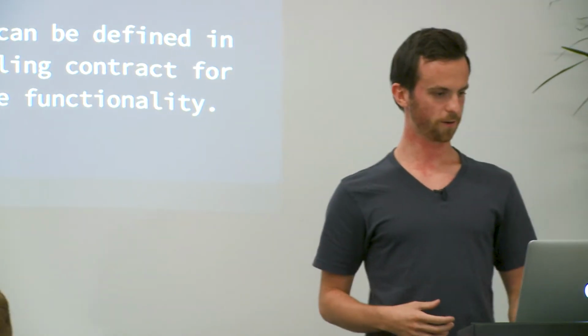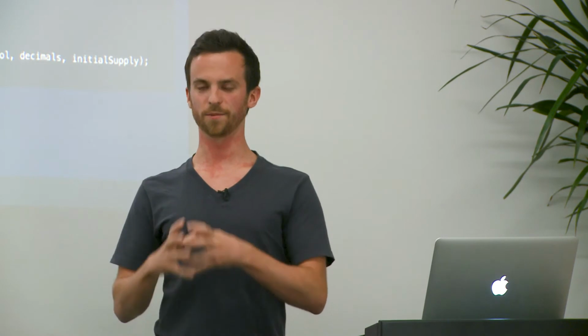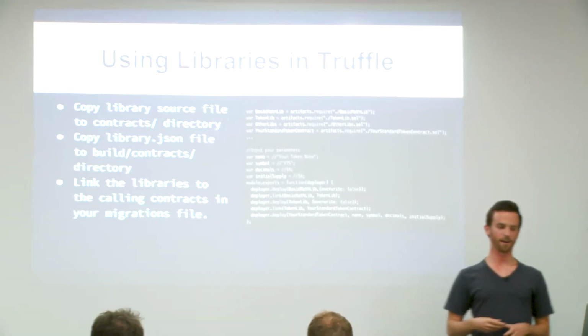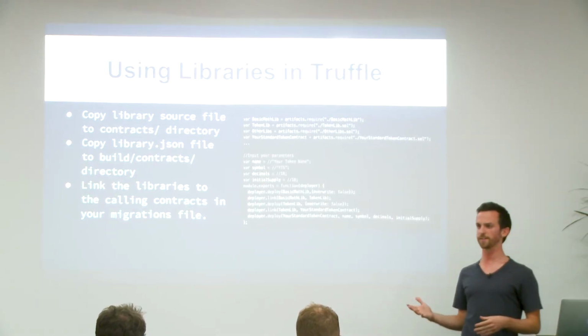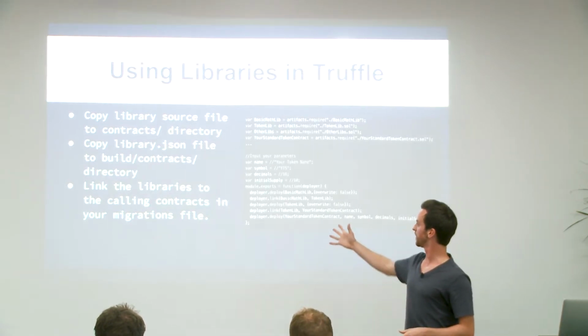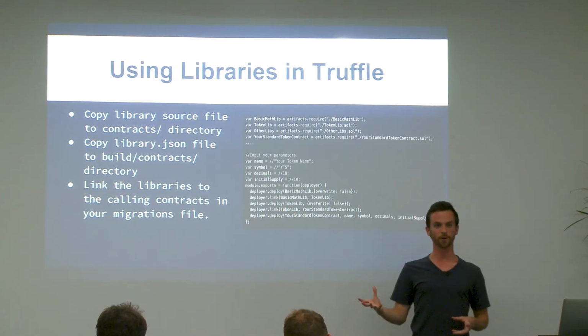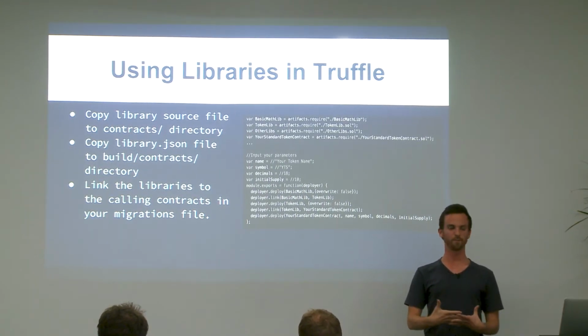I'm going to go through a demo here. We're going to work on making a simple contract that includes a library, and then we're going to test it with Testrpc. When you're deploying these contracts and libraries, you have to remember to link the library to your contract, include the library in that contract, and then deploy them after they've been linked.